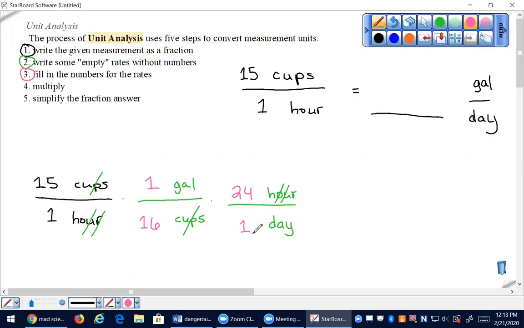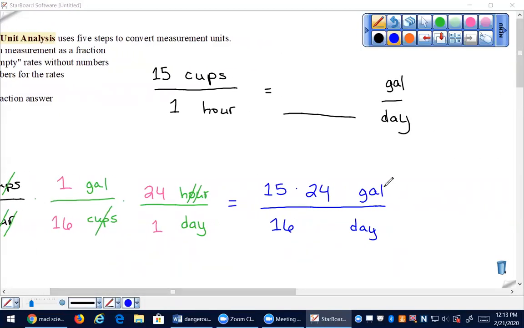For sure. Okay, now I need to multiply. So on the top, I have a 15 times a 1 times a 24. If you liked writing the times 1, you could put it in there. All the words are gone on top, but gallons. On the bottom, I just have a 16 times a 1 times a 1. And all the words are gone but days.